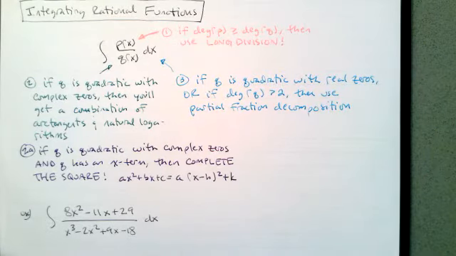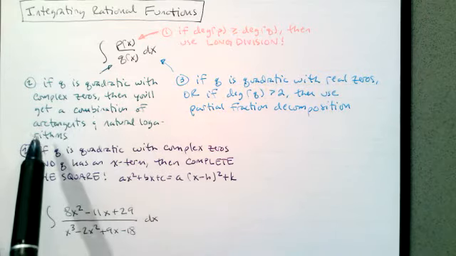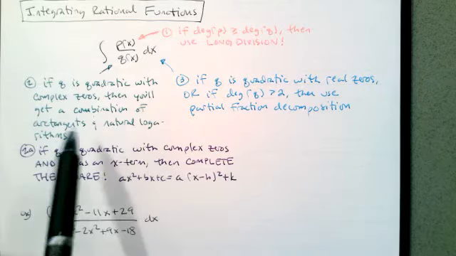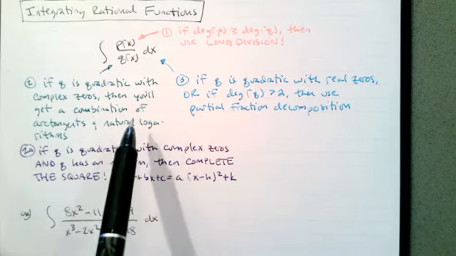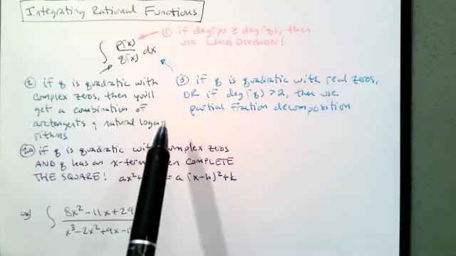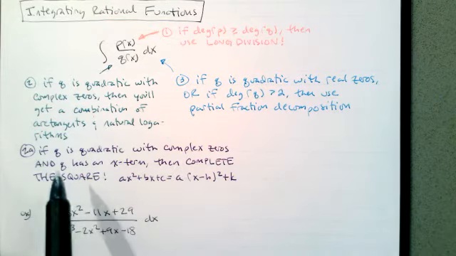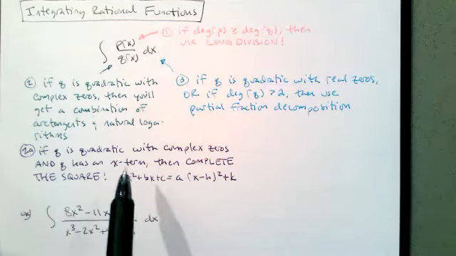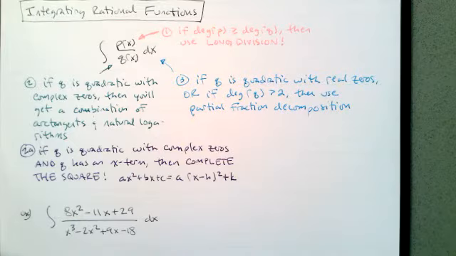Number two thing to check out: if the denominator is quadratic with complex zeros, then you'll get a combination of arctangents and natural logarithms. Arctangents come from a constant over a squared plus x squared. Natural logarithms come from an x over a squared plus x squared, a squared plus x squared being the generic quadratic with complex zeros. The addendum to this: if your quadratic with complex zeros has an x term, then you're going to want to complete the square, so it looks like a squared plus x squared. I just realized I used a here and I used a in my general description.